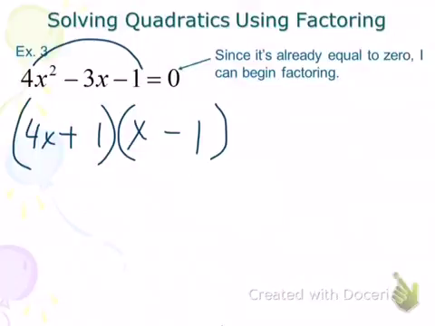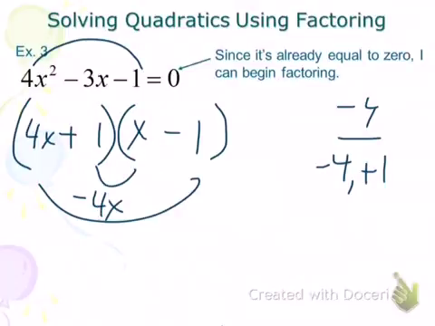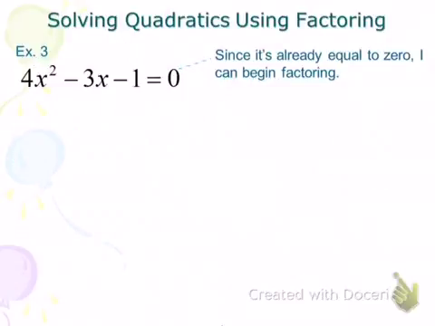What are the factors of -4 that add up to -3? That would be -4 and +1. And so we need these factors to be -4x and +1x. Okay, so then that gives us 4x plus 1 times x minus 1. Now some of you are still using the circle, slide, divide factoring method. It's actually less risky in the context of solving equations than it is in the context of just factoring.